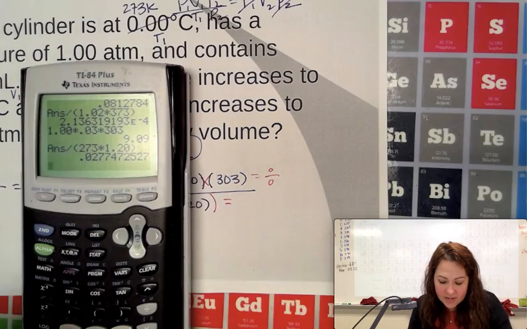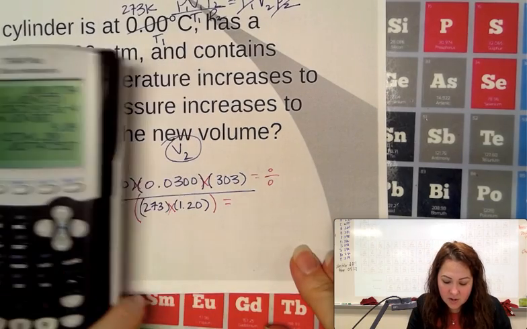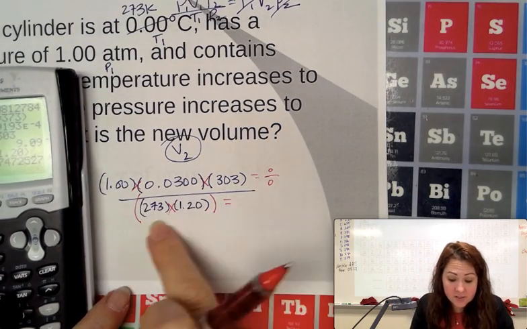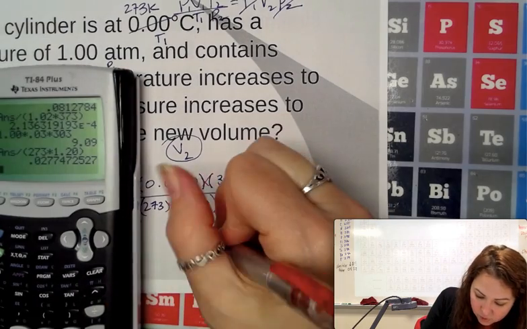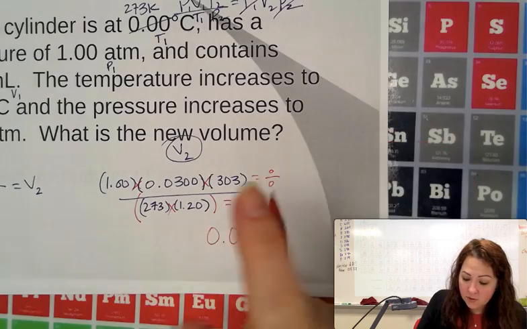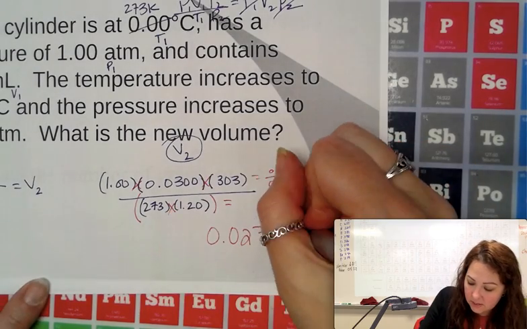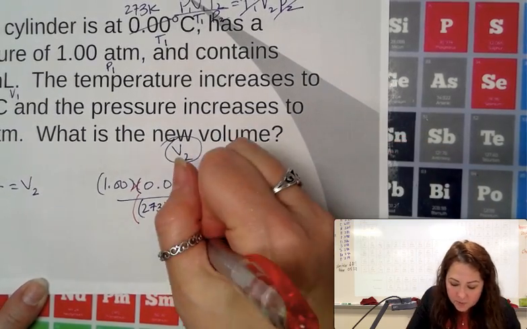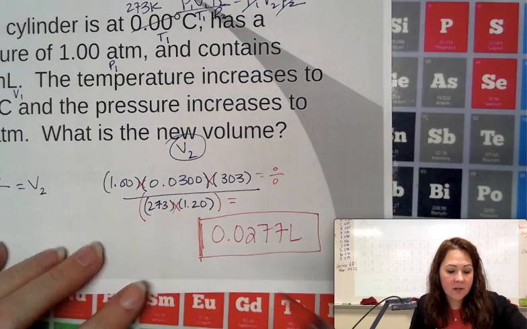I need 3 sig figs in my answer because it's 3, 3, 3, 3, and 3. So with 3 sig figs, I get 0.0277. I am solving for volume. Volume is always in liters. So I hope that that helps when you are getting your answers.